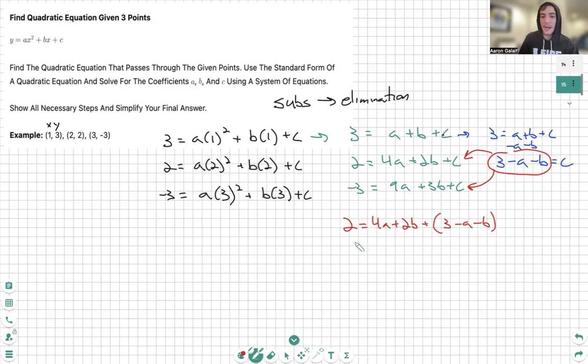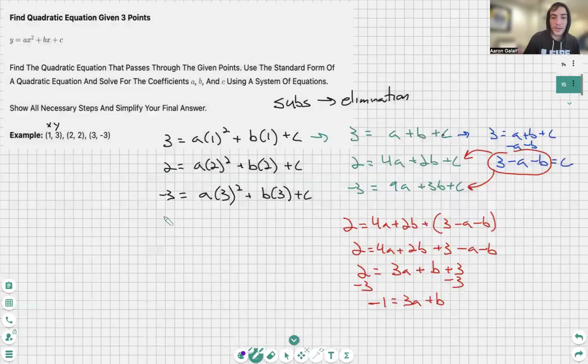So let's clean this up now. We have 2 equals 4A plus 2B, drop your parentheses, plus 3 minus A minus B. We'll combine like terms because 4A minus A is 3A. 2B minus B is just B. And then plus 3. We will lastly move that 3 over, and we see -1 is equal to 3A plus B. Beautiful. So now we need to substitute that into our other equation. -3 equals 9A plus 3B plus parentheses 3 minus A minus B.